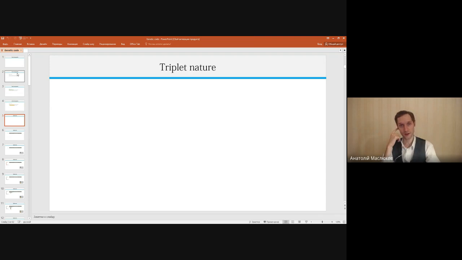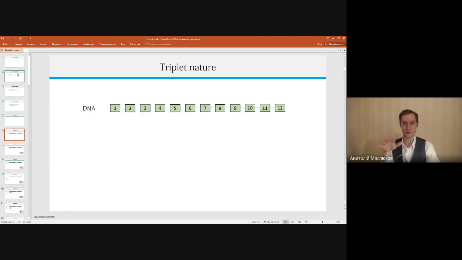Triplet nature of genetic code. This is one of the key properties that you have to understand very well, and I will help you with this. Let's imagine that we have here a DNA with some sequence of nucleotides. Here you see a chain of 12 nucleotides that are connected together. And obviously this DNA encodes information about structure of the protein, and structure of the protein itself is represented by a chain of amino acids that are connected together.